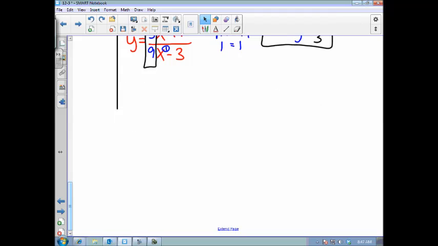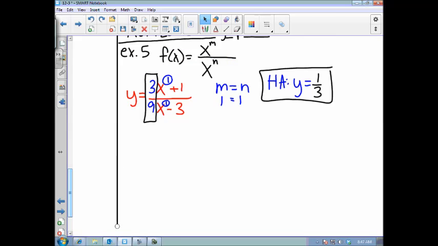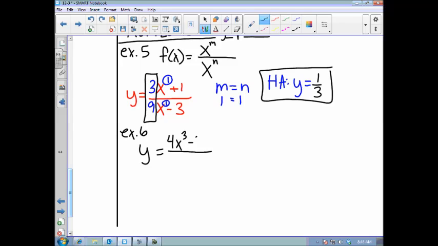Okay, the next example is when they're not the same. If they're not the same, what could happen? They're not the same, then one would have to be bigger, right? Okay, so for instance, we could have the numerator be bigger, like 4x cubed minus 2 over x plus 8. Okay, what is the highest power of Mexico? That's the numerator. 3. What's the highest power of Nicaragua, which is south, the denominator? 1.